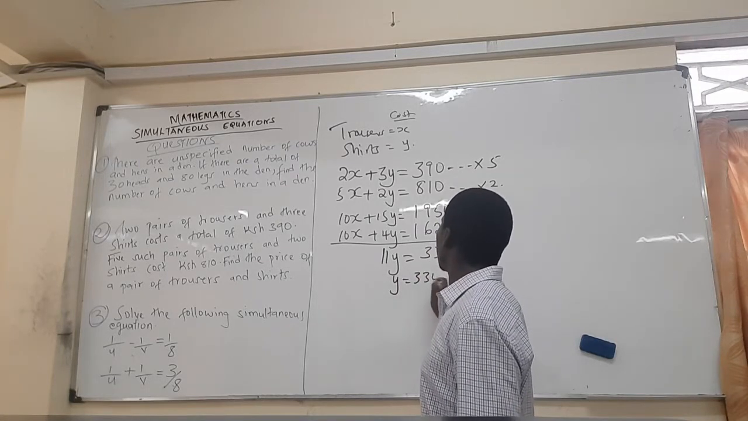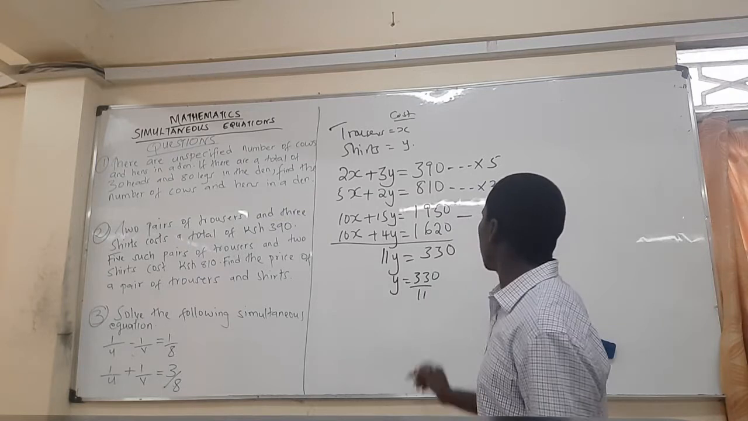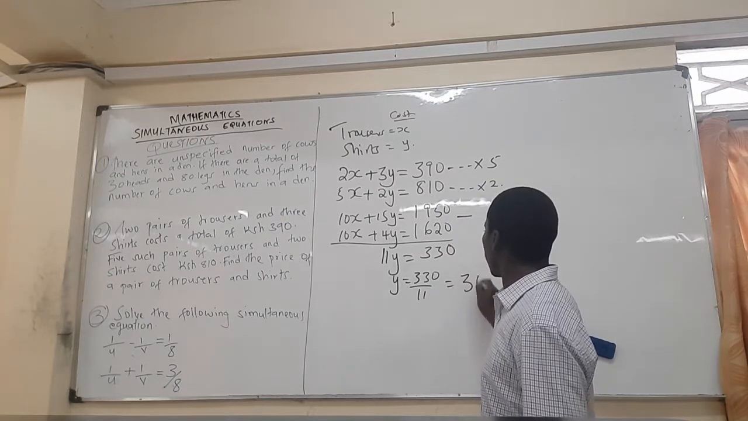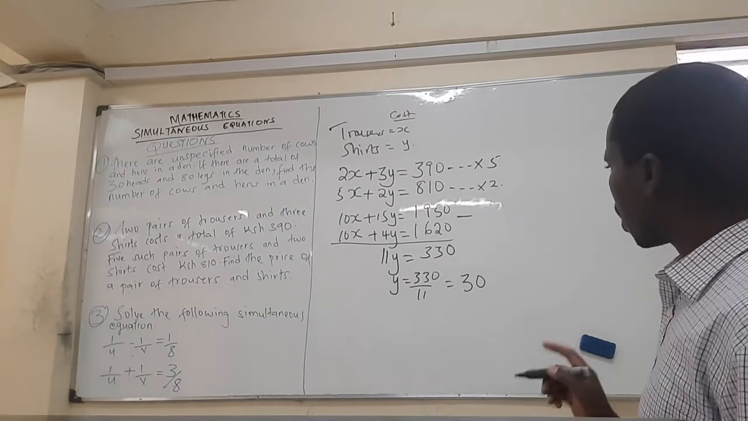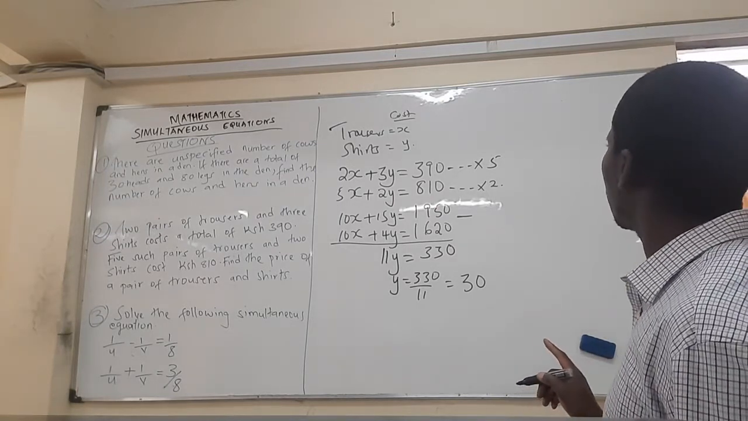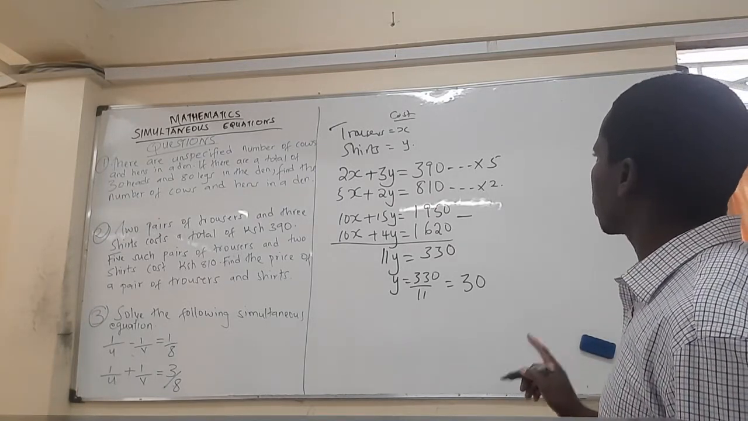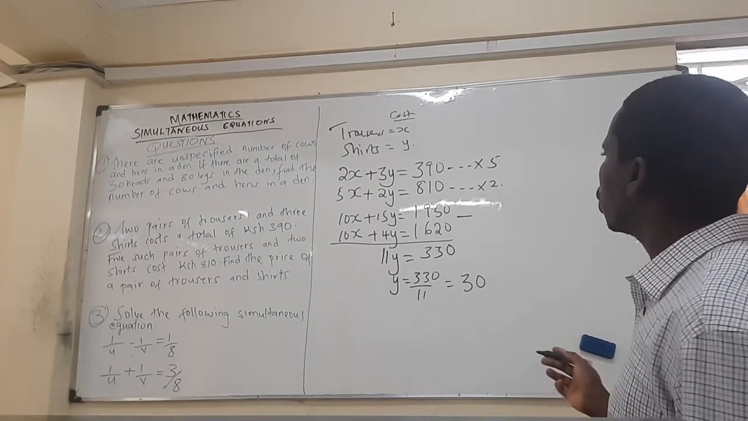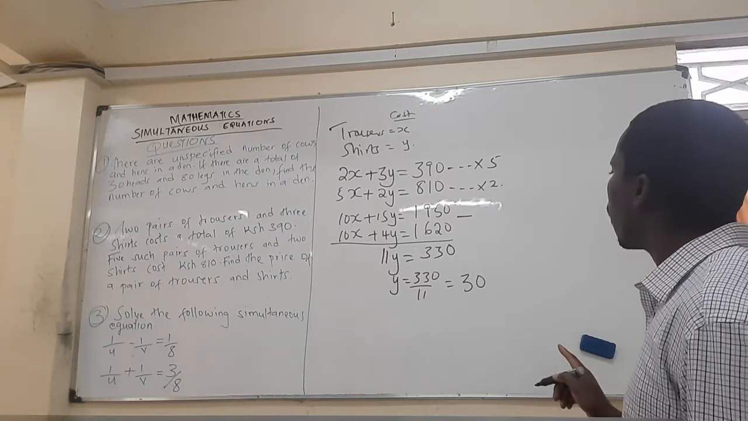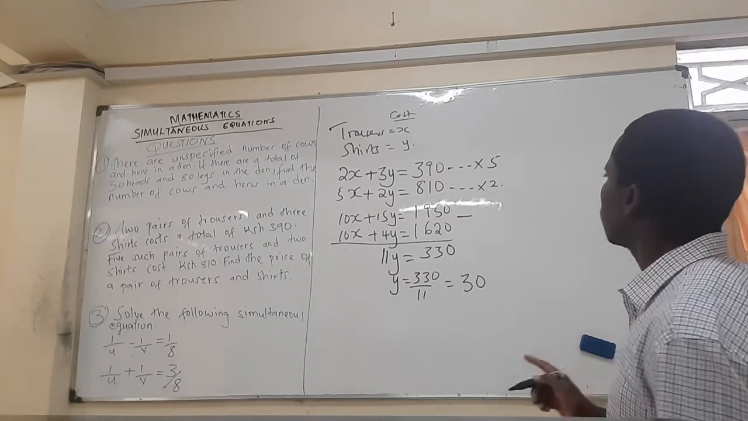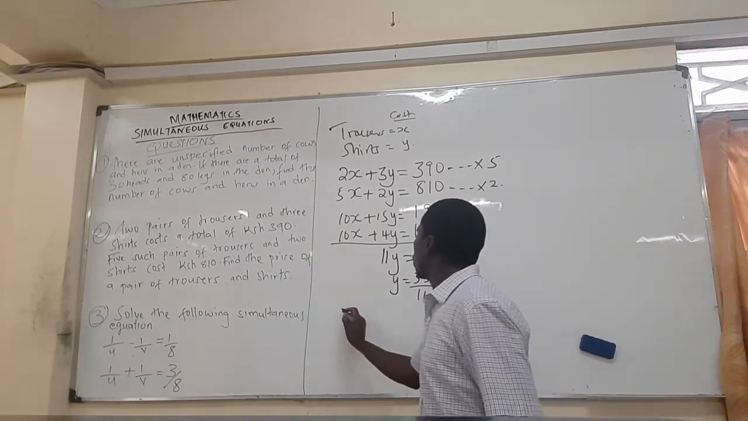We have 330 divided by 11. Of course, this is going to give us 30, meaning our value of y is 30. Then we need to get the value of x. So we can take one of the equations, either the first or the second, and substitute y to get the value of x. So let's first use the first equation.